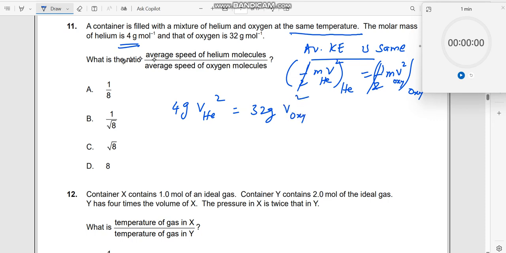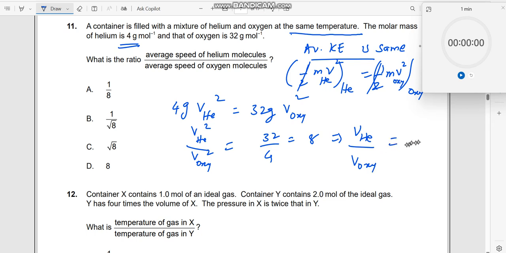We've got this. What is the ratio? Average speed of helium molecules divided by oxygen molecules. What is he asking here? V helium by V oxygen. Let us do that. Therefore, V helium square by V oxygen square is equal to 32 by 4, which is equal to 8, right? So this ratio V helium divided by V oxygen is equal to root 8. Okay, so the answer is C.